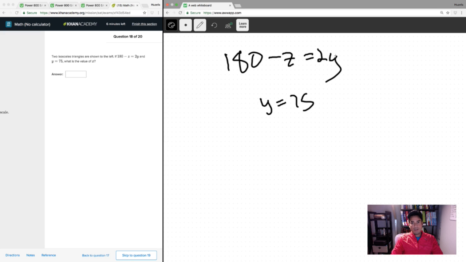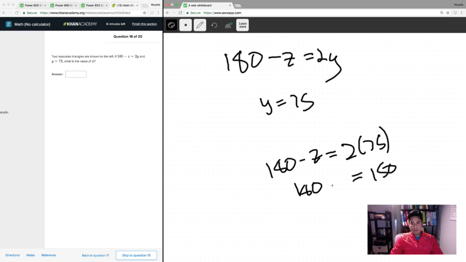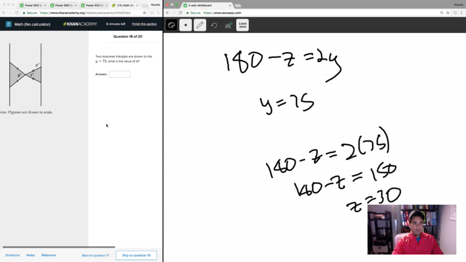Well, let's just solve it. So that would be 75 equals 180 minus z. 150 equals 180 minus z. So z is obviously 30. Okay, so we know z is 30, and then what is the value of x?